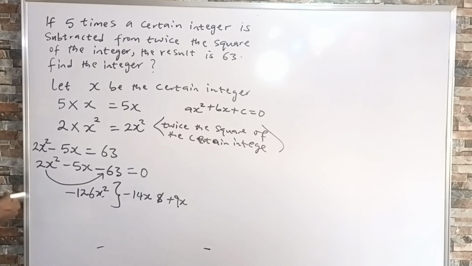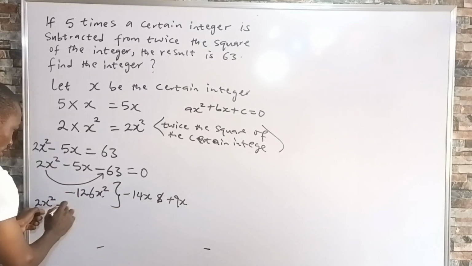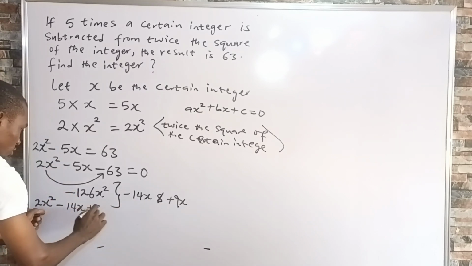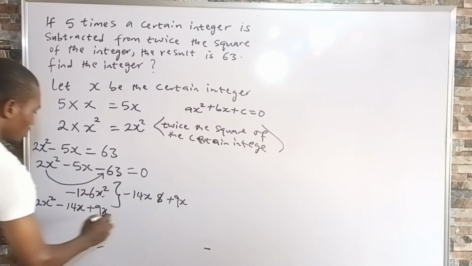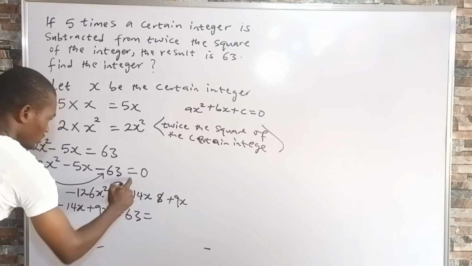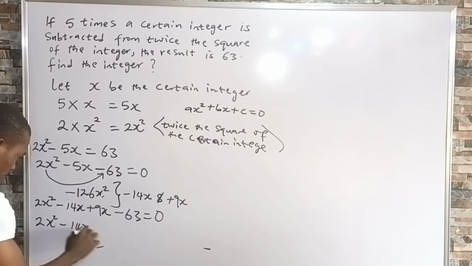So factorizing further, I have 2x squared, then I add those two factors, which are minus 14x, then plus 9x, and after adding them I take the minus 63, and that is equal to 0. I didn't use the minus 5x because I know that minus 14x plus 9x will still result back to minus 5x. Try that. So solving further, let me replicate the same thing here.